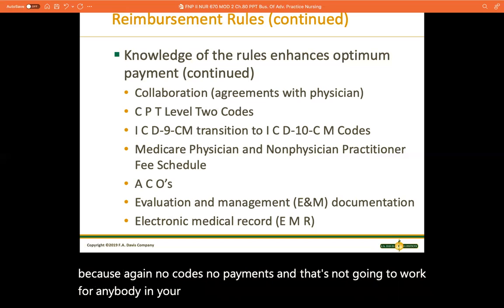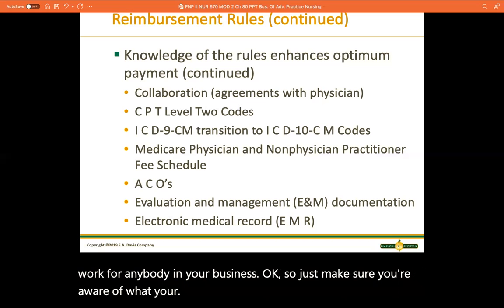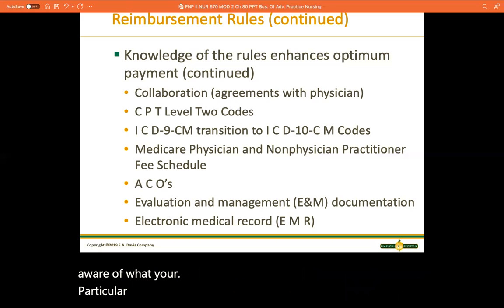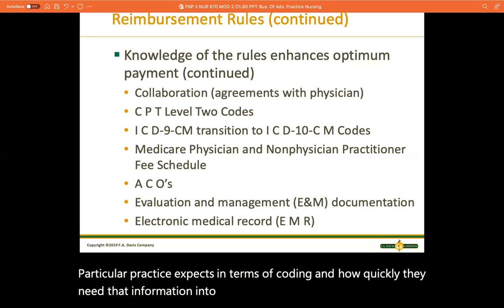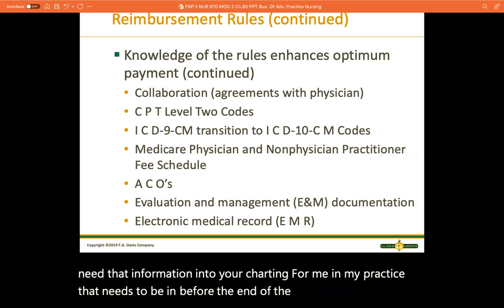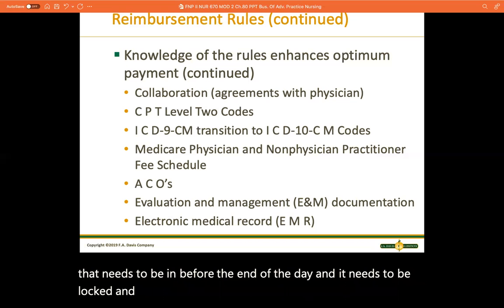Okay, so just make sure you're aware of what your particular practice expects in terms of coding and how quickly they need that information in your charting. For me, in my practice, that needs to be in before the end of the day. And it needs to be locked and submitted. And if it's not, there's big trouble.